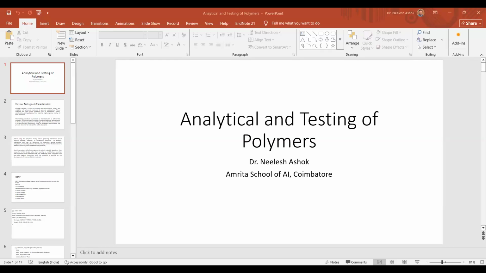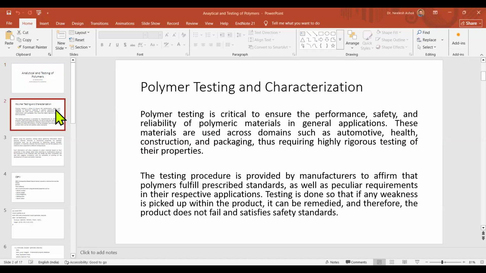Then we can start with the next session, that is analysis and testing of polymers, where we can see the different types of testing. Basically, mechanical testing, stress-strain characteristics, and thermal testing we know. Same way, there is fatigue, cyclic loading, and fracture toughness. Different types of mechanical testing we have seen in the mechanical and civil engineering labs can be directly associated with polymer testing.